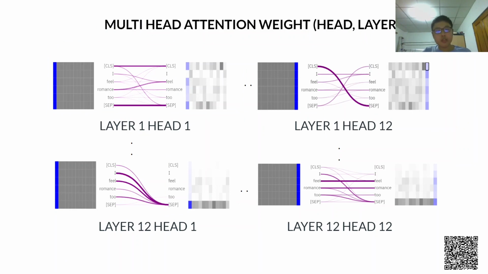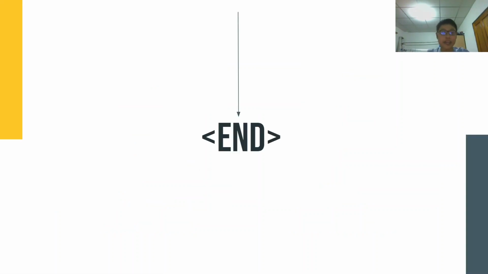Okay, and here is the visualization of how each layer and each head will interact between each one and each one. If you want to see more about the visualization, you can scan the QR code right below. Okay, that's all for how the BERT model looks like.